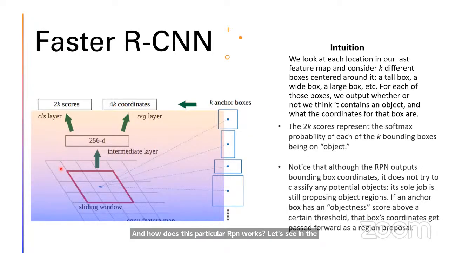So from my last convolutional feature map, what will happen? A 3x3 sliding window will be run on my last convolutional feature map. And for each point of this 3x3 sliding window, I will generate K anchor boxes. So anchor boxes are nothing but your area.